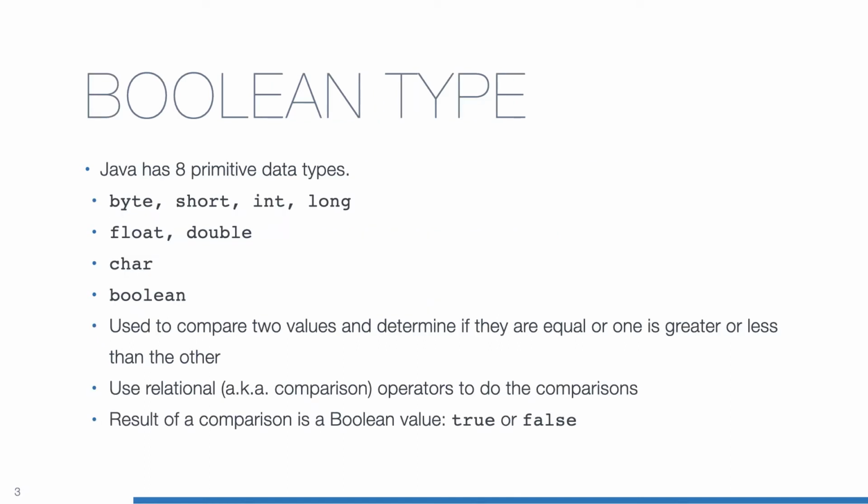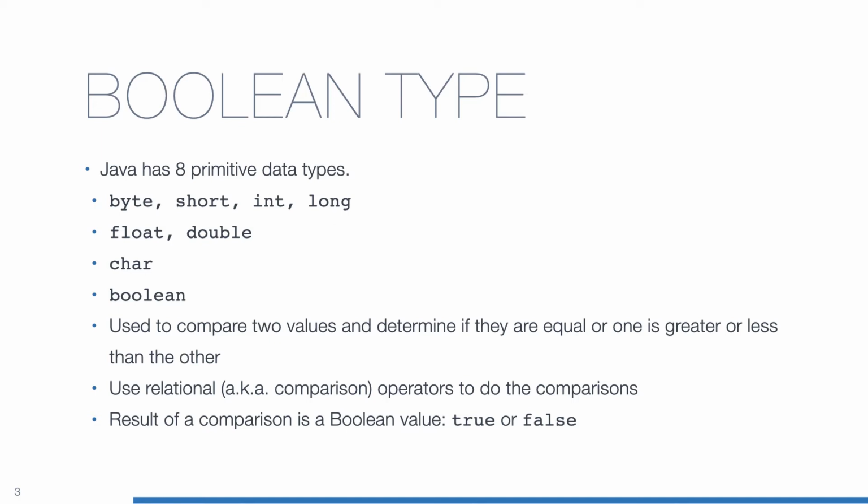In Java, there are 8 primitive data types. The 4 integer types, byte, short, int, and long. The 2 floating point types, float and double. Char, which is used to represent a single character. And boolean, which we'll discuss in detail in this section.